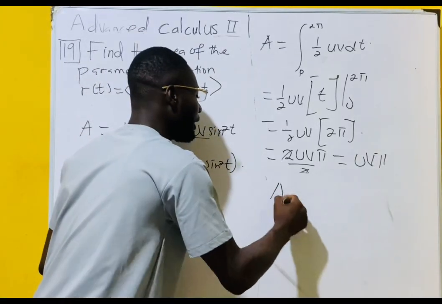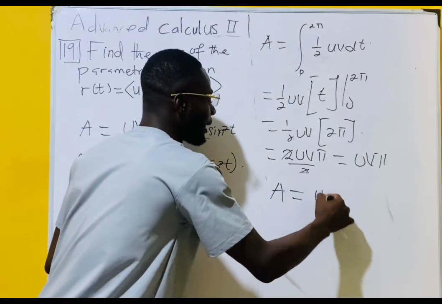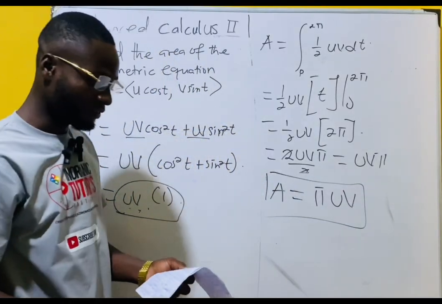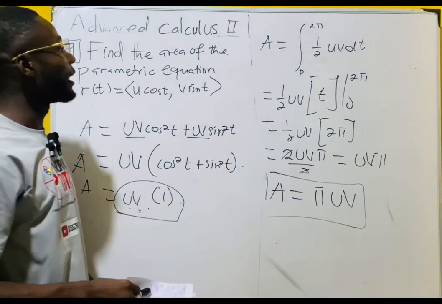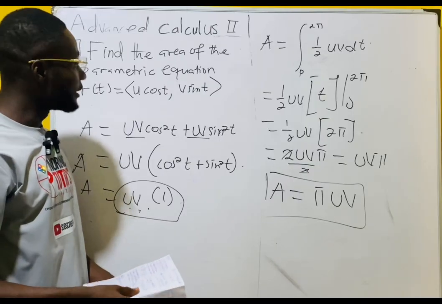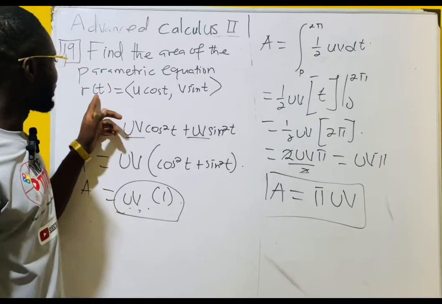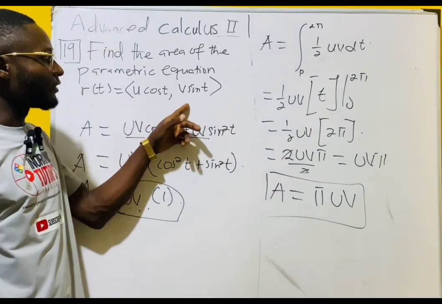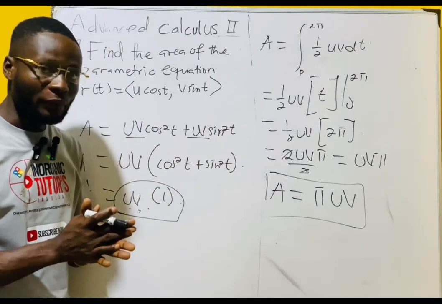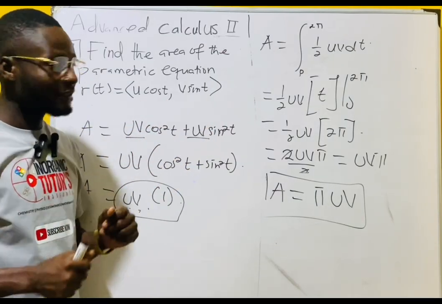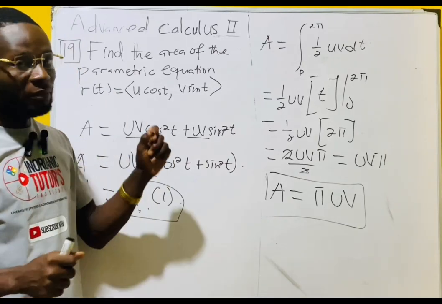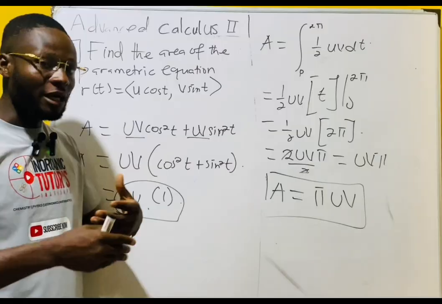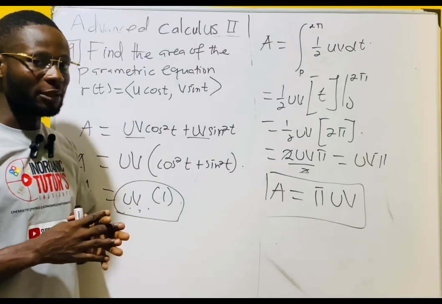So our area is equal to what? Pi uv. Okay, so this is our area of the parametric equation given u cos t, v sin t. This is the process you go through to get your area of a parametric equation given this. You can watch over to get the whole concept again.